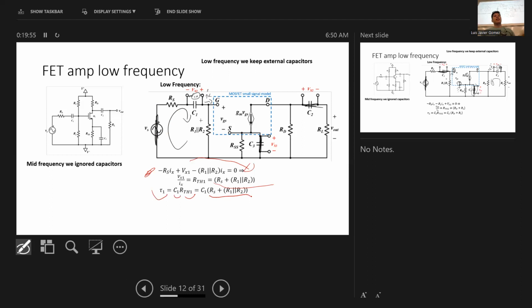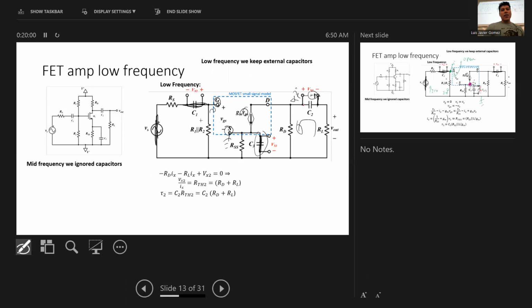Now we've got to repeat this for the second capacitance. For the second capacitance, the other two capacitors are shorted and now this one behaves as an open. So now we need to look at the Thevenin resistance looking into that terminal. So I do a Vx Ix test. Here is the Vx. And again, I just do a KVL loop.